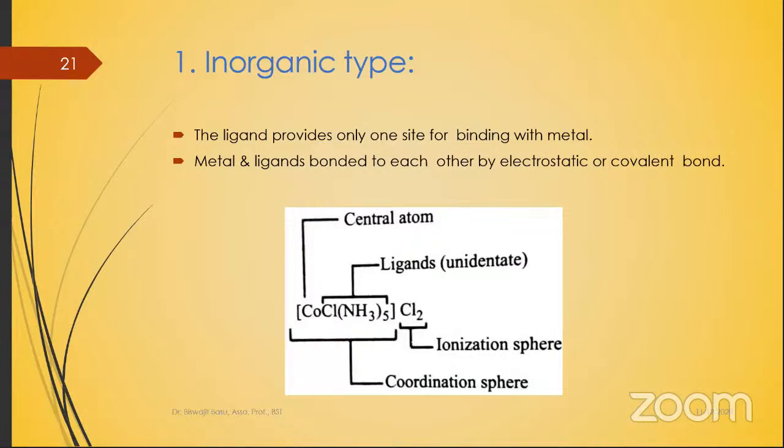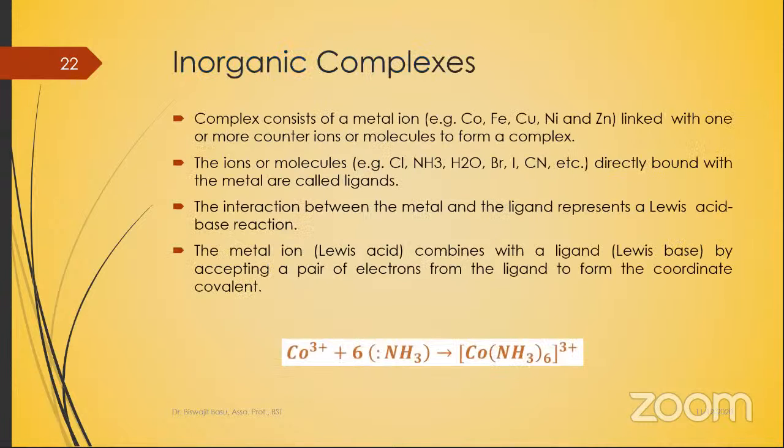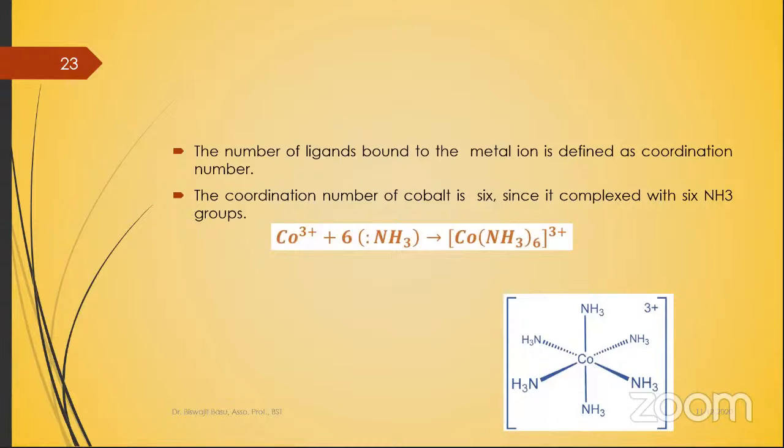Now, coordination number. I have already said this. Now, what is coordination number? The coordination number of a central atom is the maximum number of atoms or groups that can combine with the central atom in the coordination sphere. For cobalt, especially in this case, what is the coordination number?